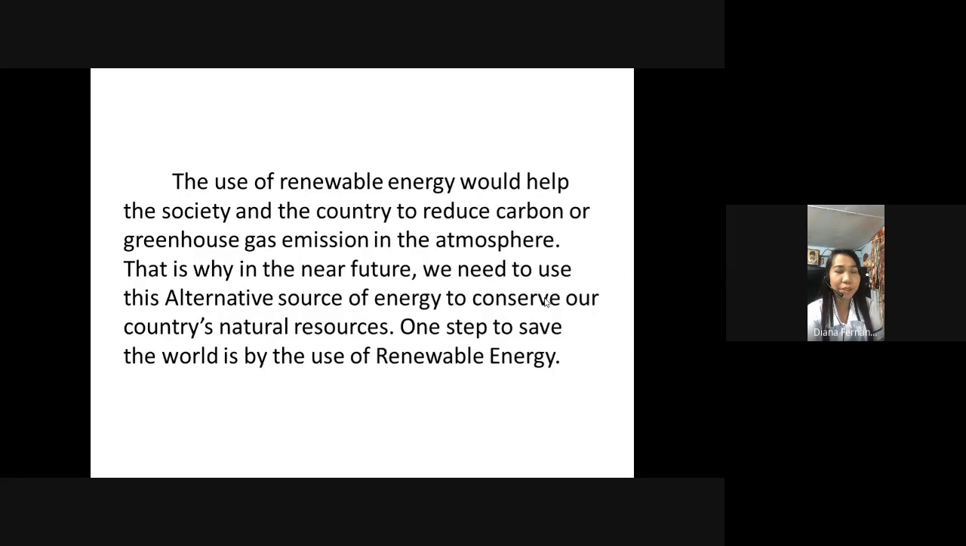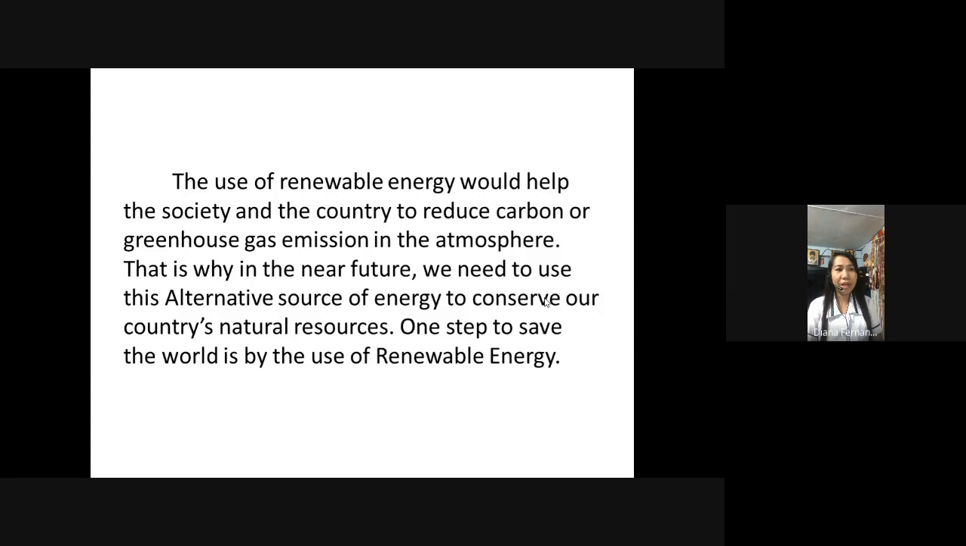Gian, can you please read the use of renewable energy? The use of renewable energy would help the society and the country to reduce carbon or greenhouse gas emission in the atmosphere. That is why in the near future we need to use this alternative source of energy to conserve our country's natural resources. One step to save the world is by the use of renewable energy. All right, thank you so much, Gian.